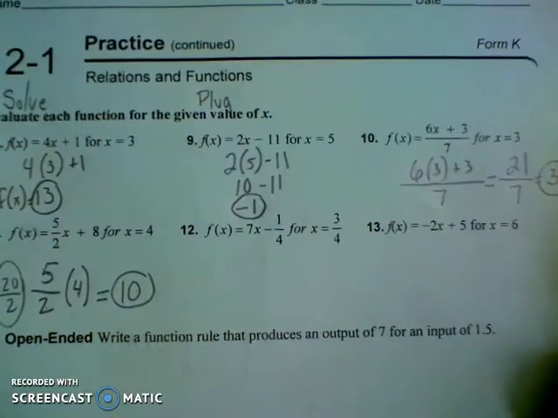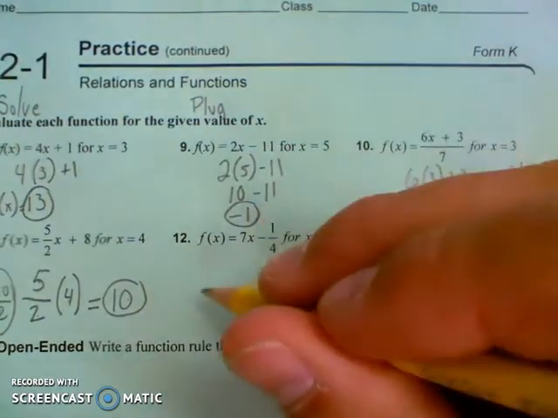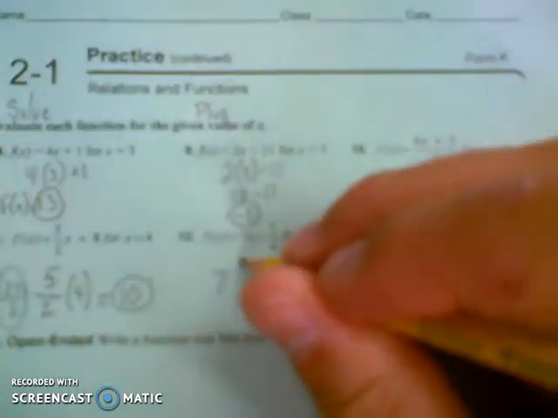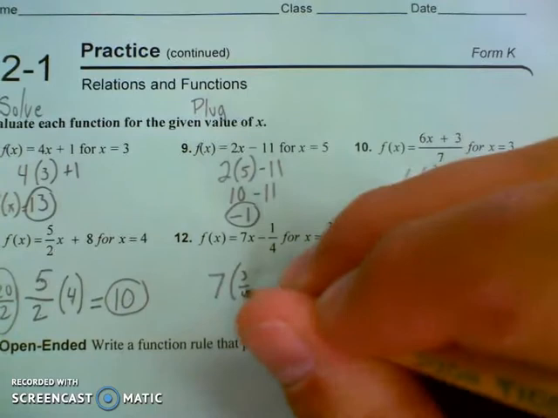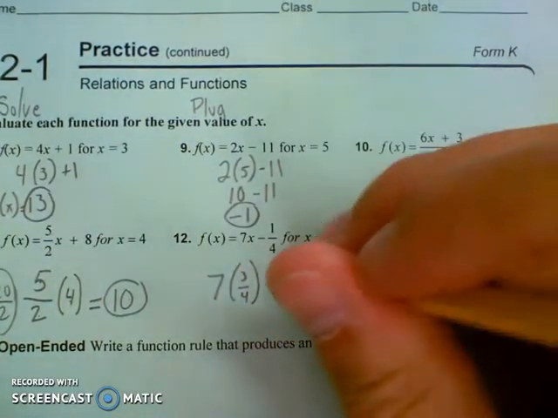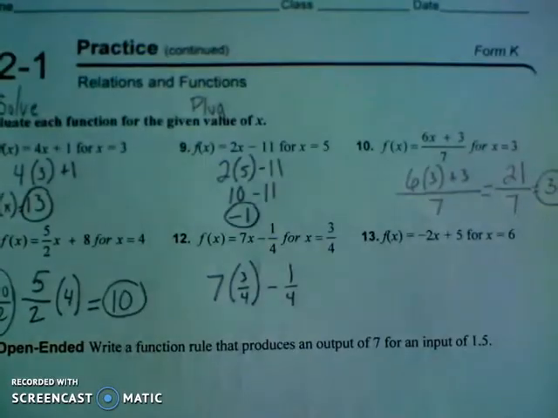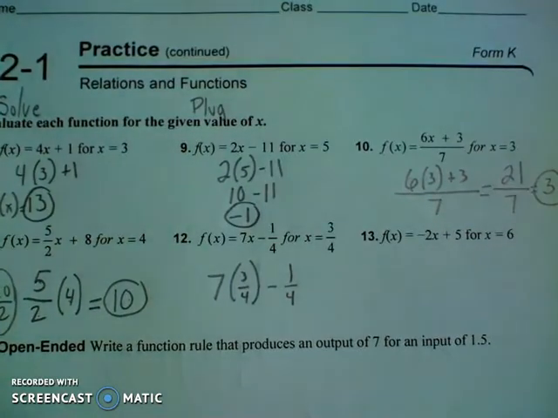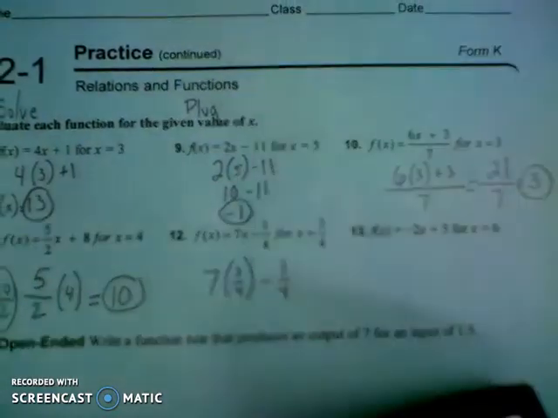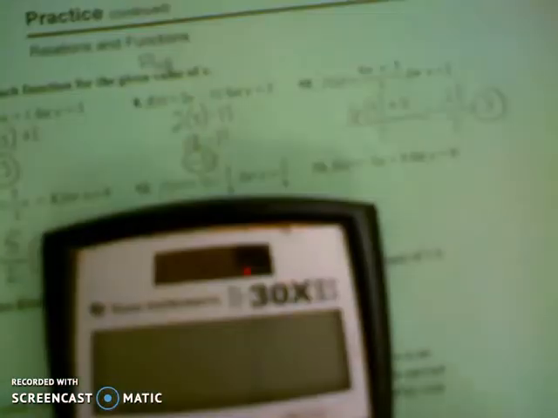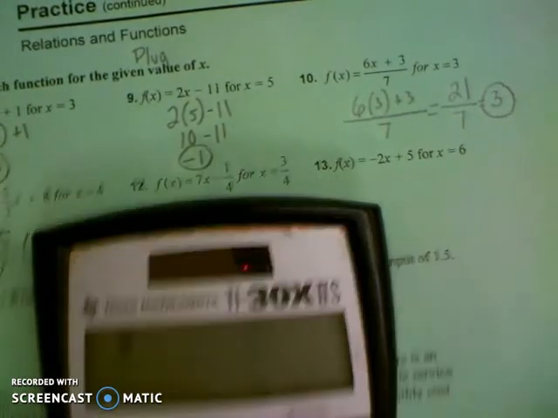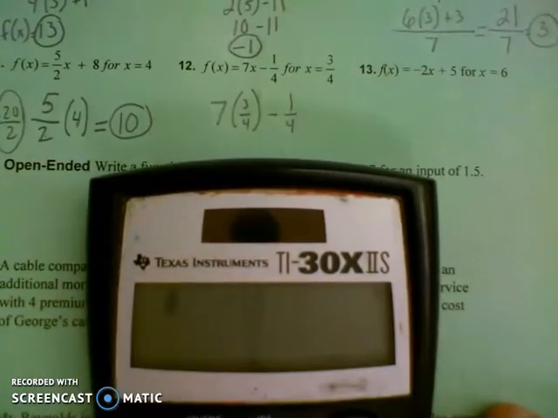Again, they're getting a little more difficult. You might have to use your calculator for this one. 7 times 3/4 minus 1/4. So 7 times 3/4 does get tricky and gets into the realm of fraction land. So let's do this in our calculator. Do the whole thing in my calculator as we see it on the paper.